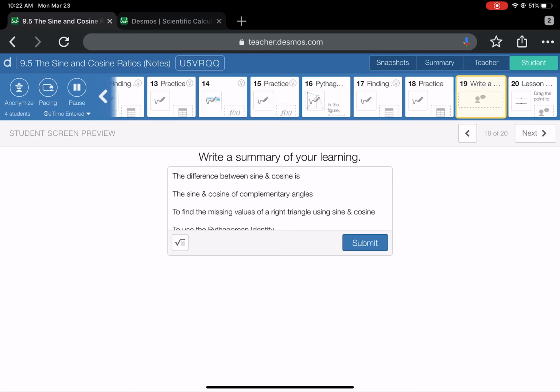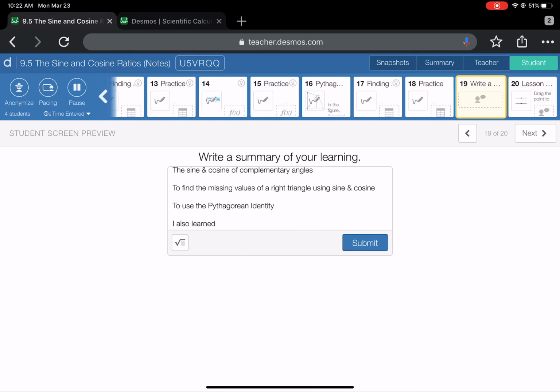All right, I hope you learned a lot in this lesson. This was the lesson in Chapter 9 that has been the most content-filled. You should have learned the difference between cosine and sine. You should have understood how the complementary angles work with sine and cosine. You should be able to find the missing values of right triangles, like the sides of a right triangle, using sine and cosine. And lastly, you should be able to use the Pythagorean identity to find trigonometric ratios.